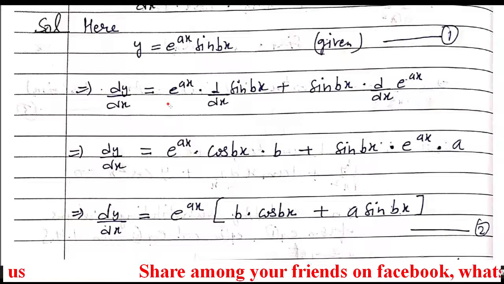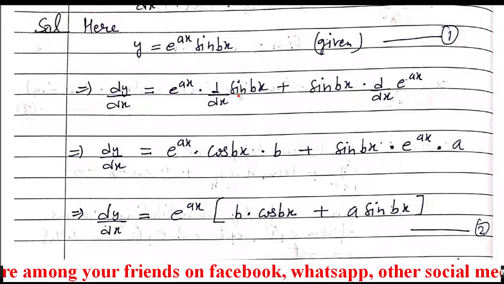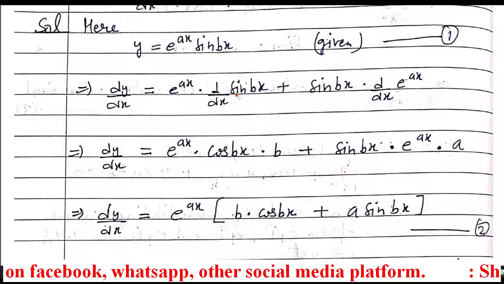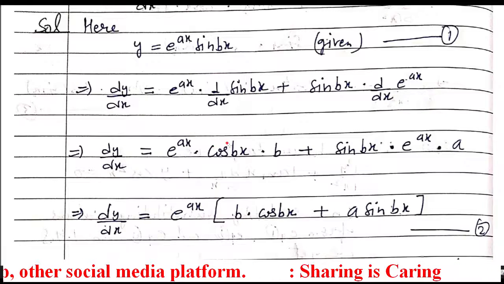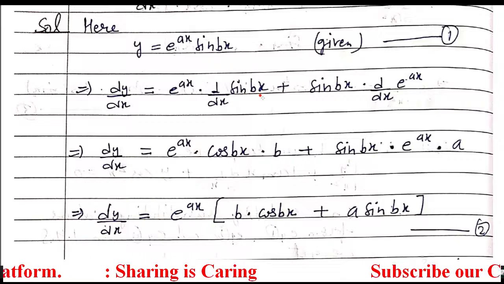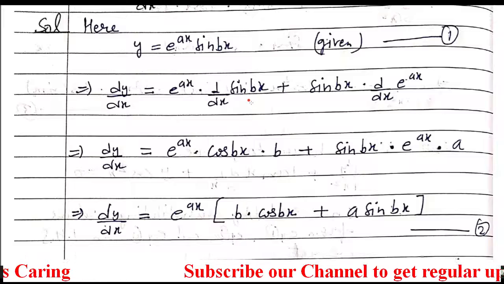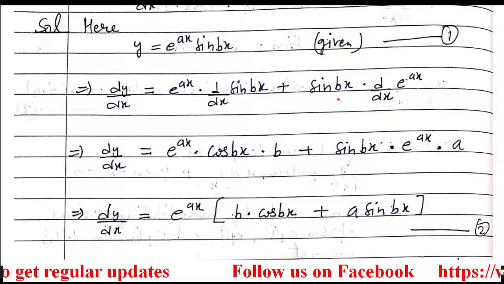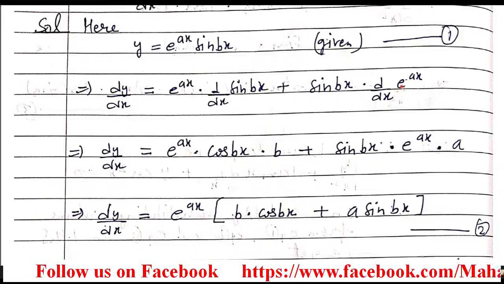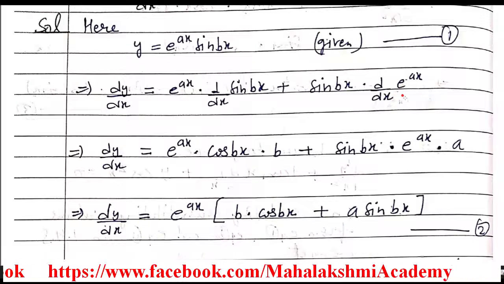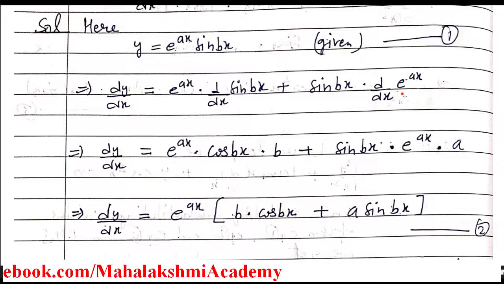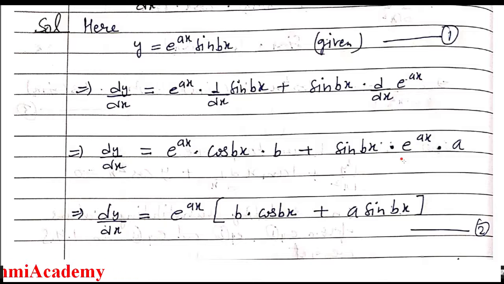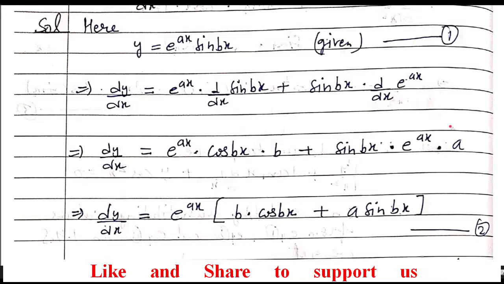Now in the next step, e to the power ax as it is I wrote. Now when we differentiate sine bx, the differentiation of sine x is cos x, so sine bx differentiation is cos bx, but we have to apply the chain rule, and according to the chain rule we have to differentiate this bx again. So when we differentiate bx, the answer will be b. In the same way, in the next term, I wrote sine bx as it is. Then we have to differentiate e to the power ax, and students, we know that the differentiation of e to the power x is e to the power x only. That's why the differentiation of e to the power ax is e to the power ax, but we have to apply the chain rule. So we have to differentiate ax again. When we differentiate ax, it is only a.